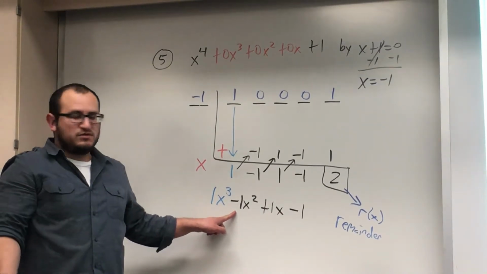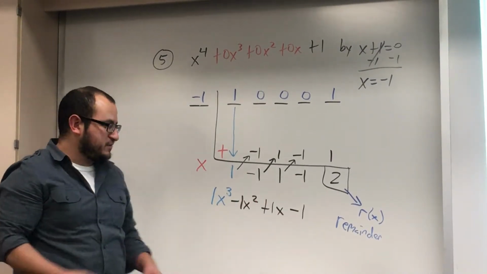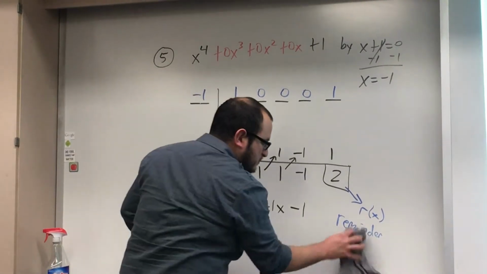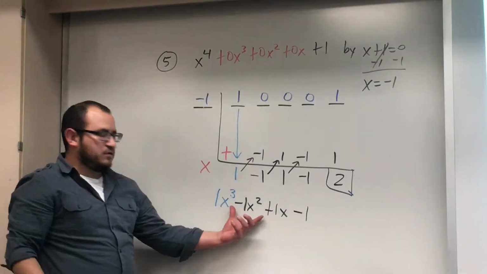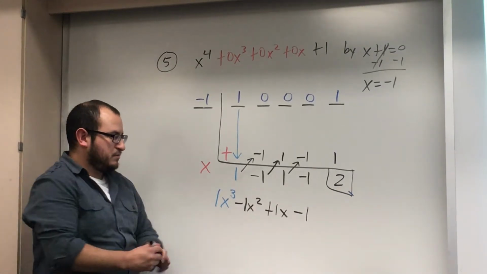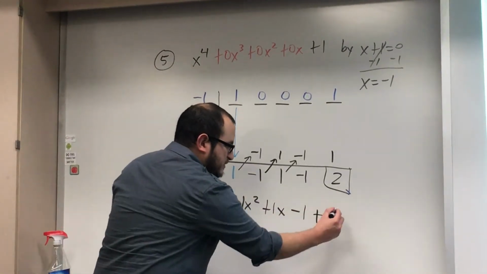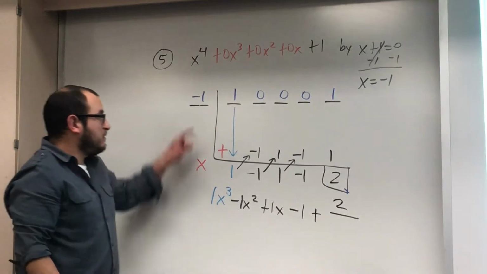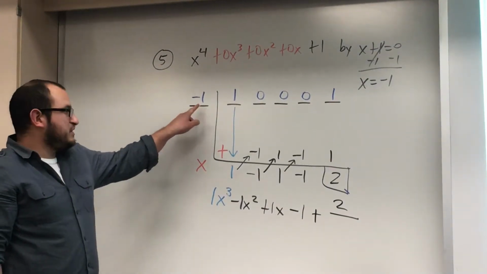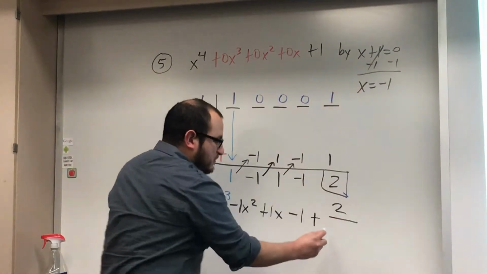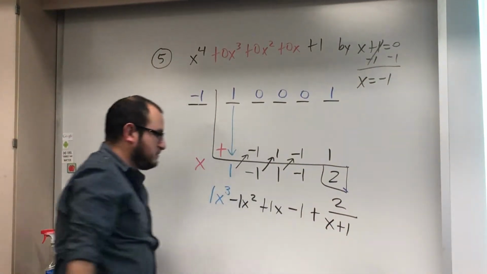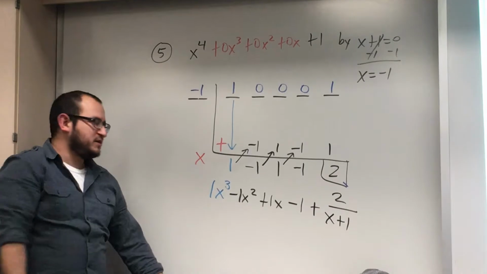Okay? But we're still not complete. We have to write our final answer. So let me go ahead and erase this. So this is our quotient plus positive 2 over my divisor. But you don't write negative 1, just negative 1. You have to write it the way it was originally given to you, x plus 1. And if you see, we get the same answer.